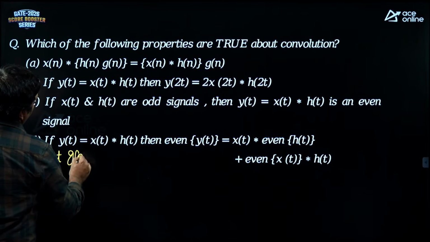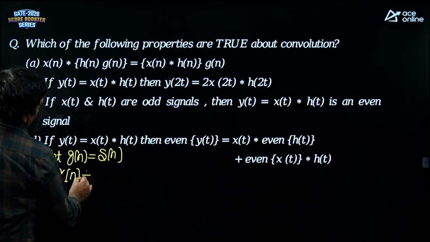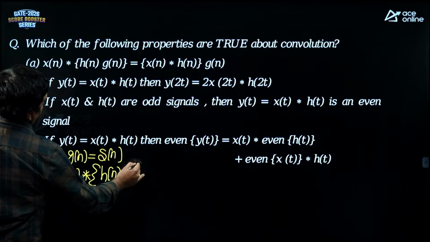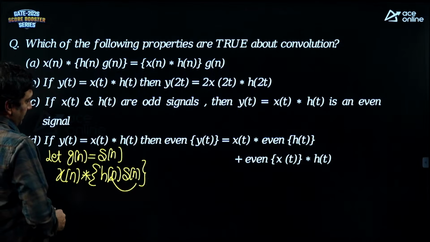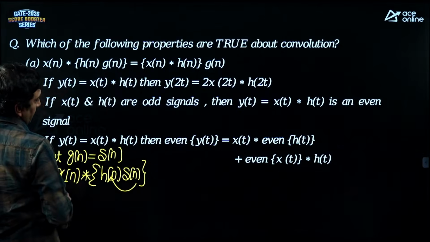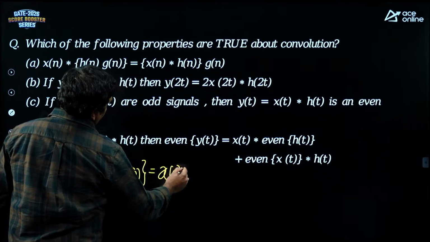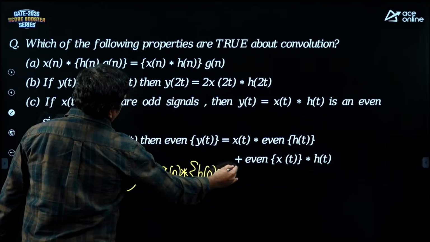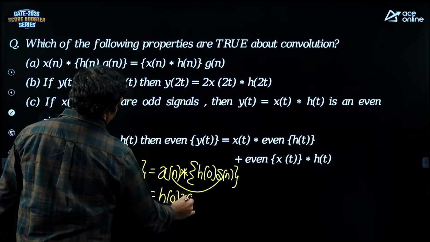For convenience, assume g n as del n. So, x n convolved with h n times del n. This is indicating the product property of impulse. What is that? h n times del n can be written as h 0 times del n. h 0 is some number. And we are aware x n convolved with del n is simply x n.